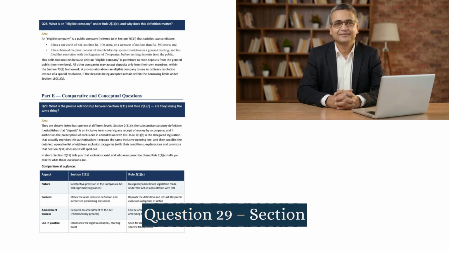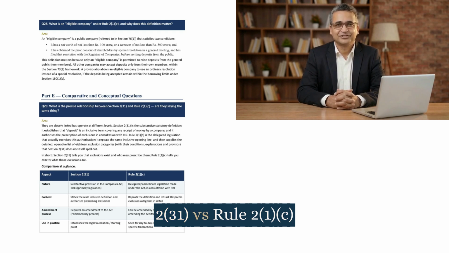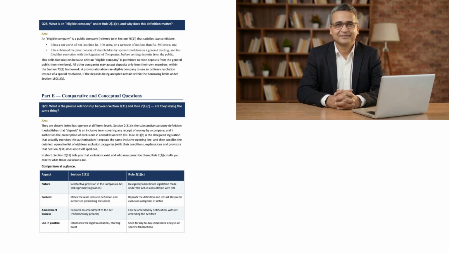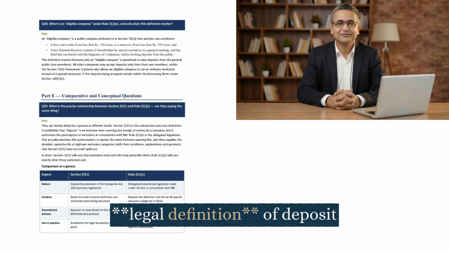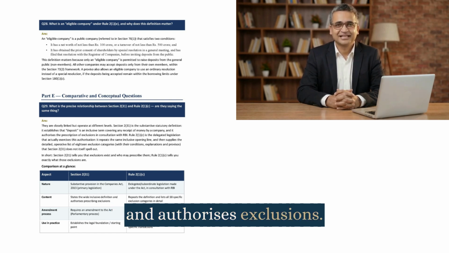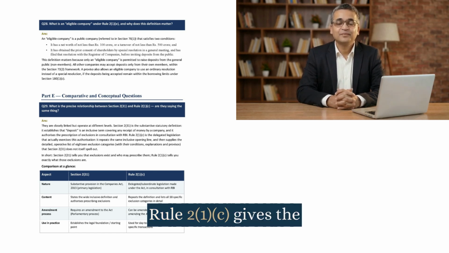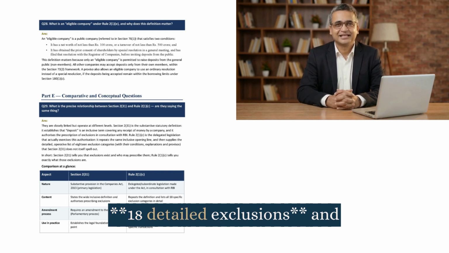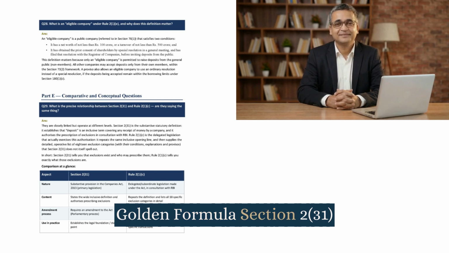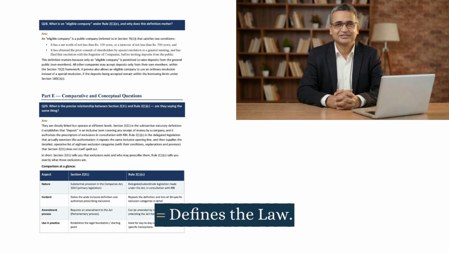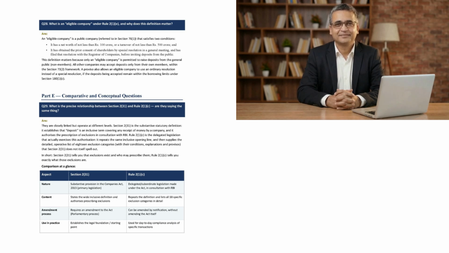Question 29. Section 231 versus Rule 2(1)(c). Are they the same? No, they work together. Section 231 gives the legal definition of deposit and authorizes exclusions. Rule 2(1)(c) gives the 18 detailed exclusions and their conditions. Golden formula: Section 231 equals defines the law. Rule 2(1)(c) equals explains the exclusions.